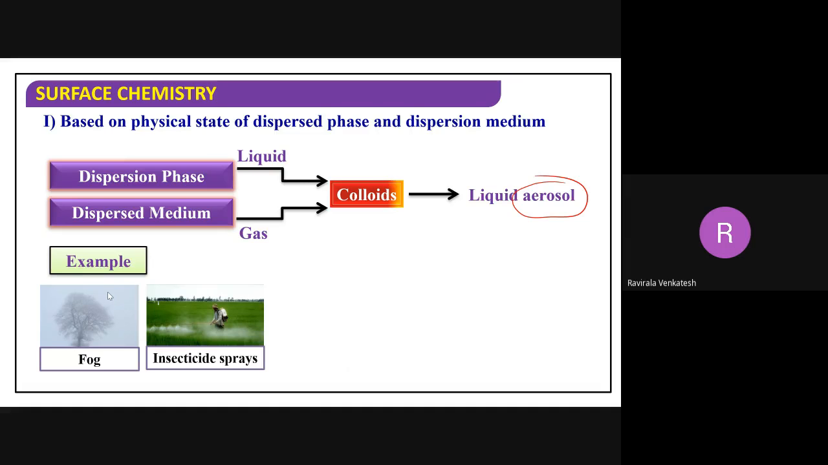So fog is the best example, and insecticide spray also, if you observe, contains liquid in gas type of colloids. And even clouds are a best example here. Cloud contains water only actually, isn't it?